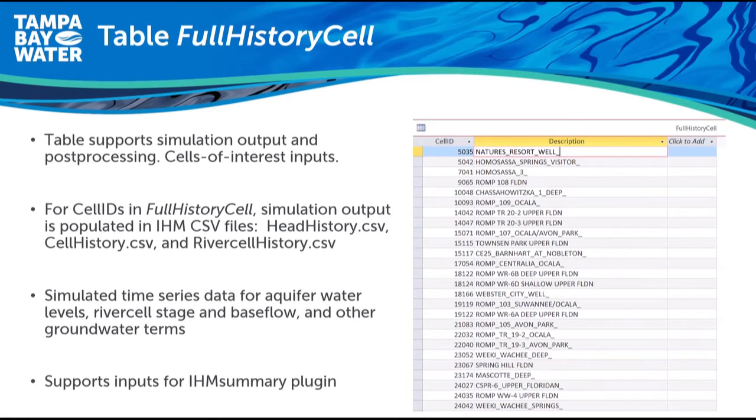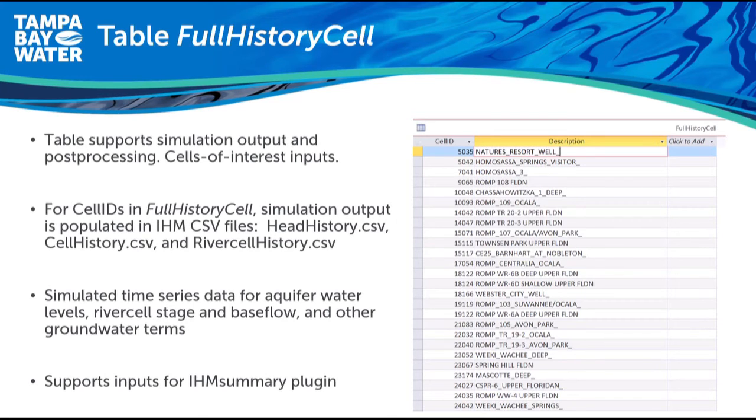Table Full History Cell supports simulation output and post-processing. Cells of interest are provided by the user as inputs. The cell ID of a location can be determined through GIS. Entries in this table do not affect model results. They are simply observation points where output is saved to IHM CSV files during the simulation. This table cannot currently be accessed through the IHM interface, so the user must make changes directly in the database.